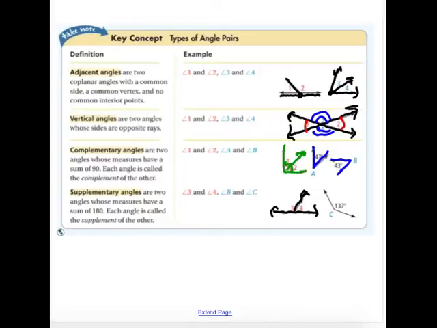Adjacent angles have to be next to each other and share a common vertex. Vertical angles are opposite each other. They have to be made up of the same lines.